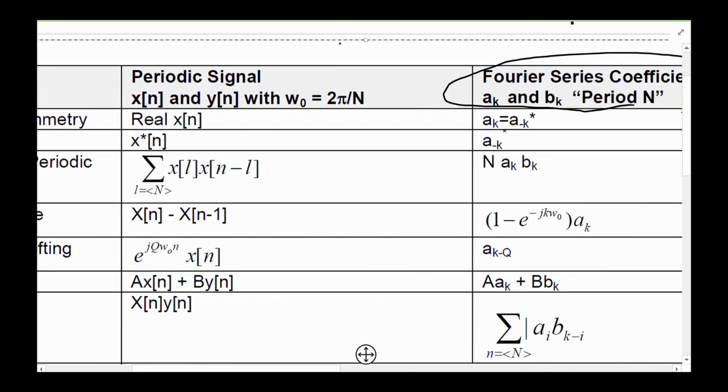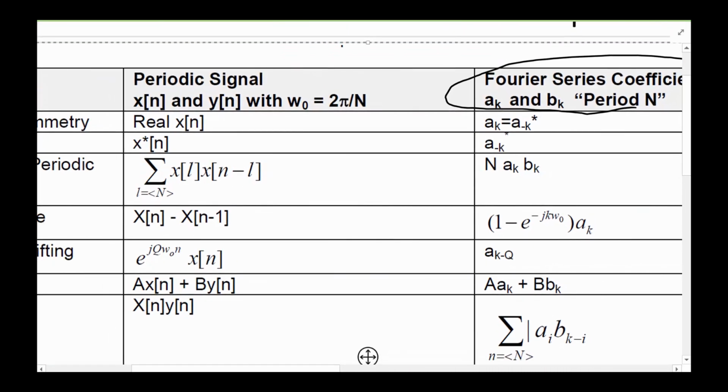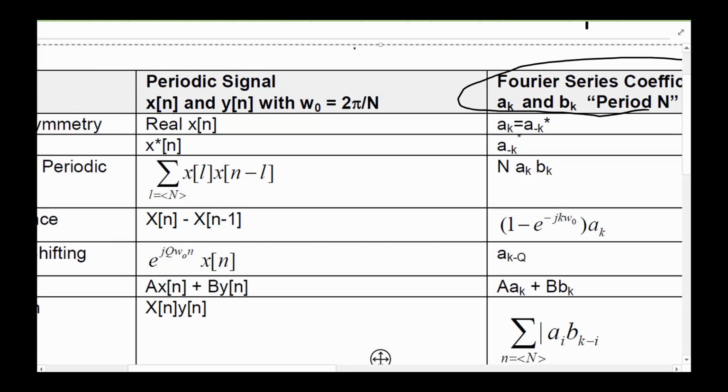And then some of the other assumptions you can make here is that if you take a function and conjugate it, its a of k would also become a of minus k and gets conjugated as well.